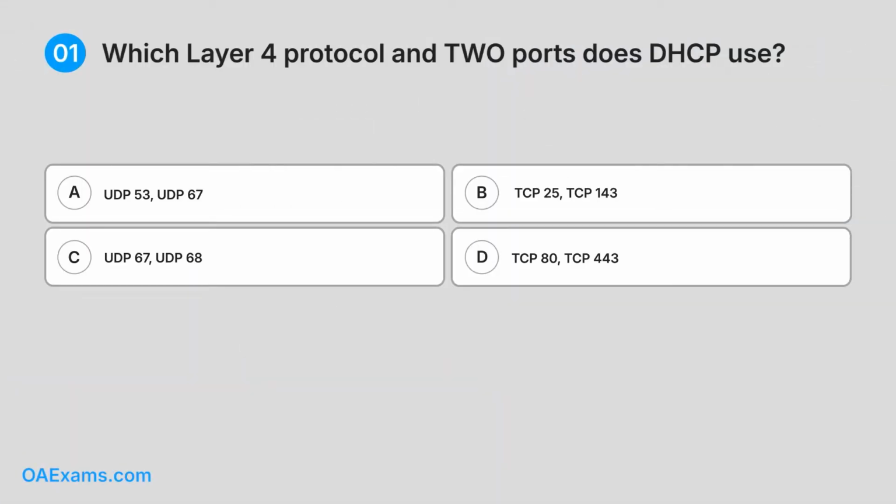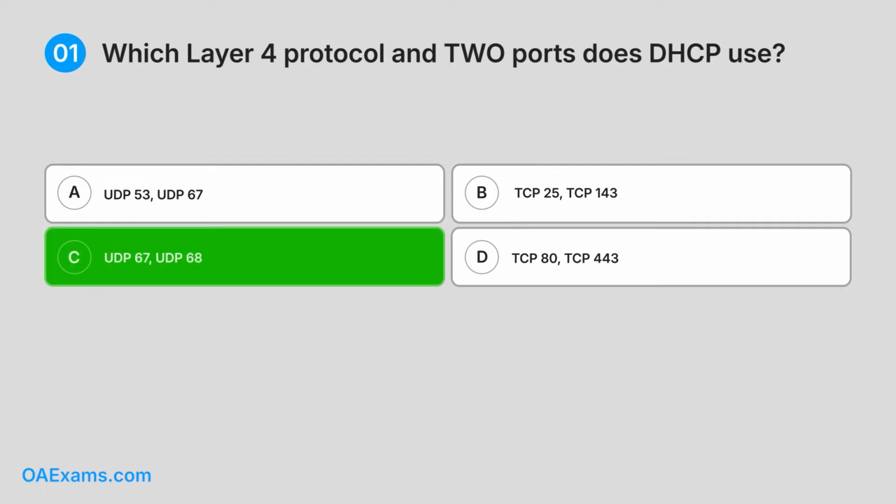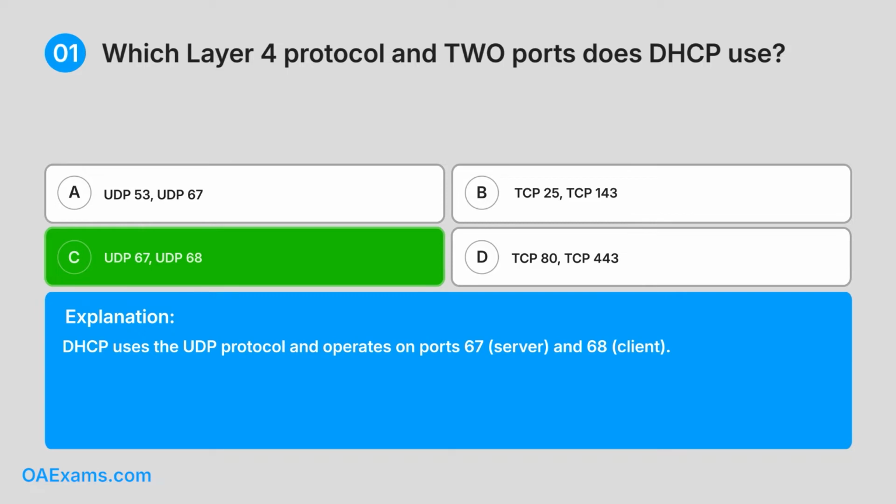What protocol and 2 ports does DHCP use? A. UDP 53, UDP 67. B. TCP 25, TCP 143. C. UDP 67, UDP 68. D. TCP 80, TCP 443. What do you think is the answer? Correct answer: C. UDP 67, UDP 68. Explanation: DHCP uses the UDP protocol and operates on ports 67 and 68.